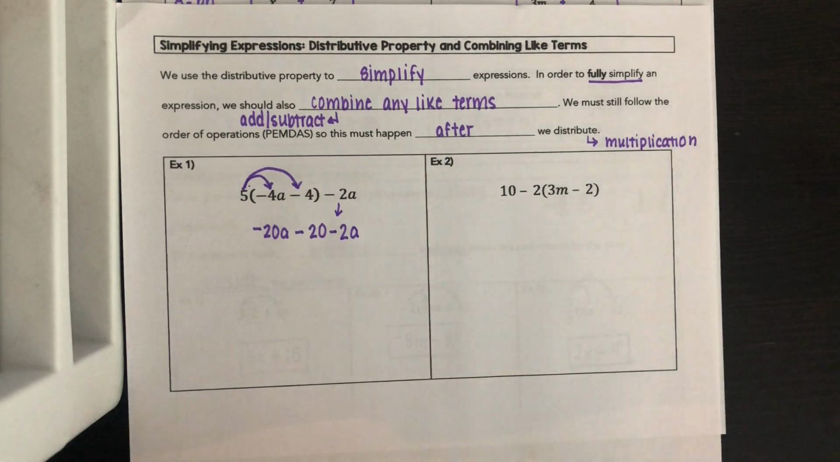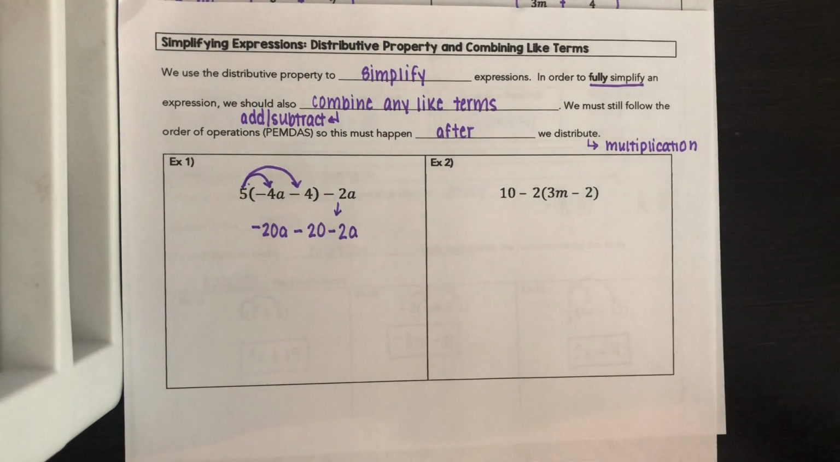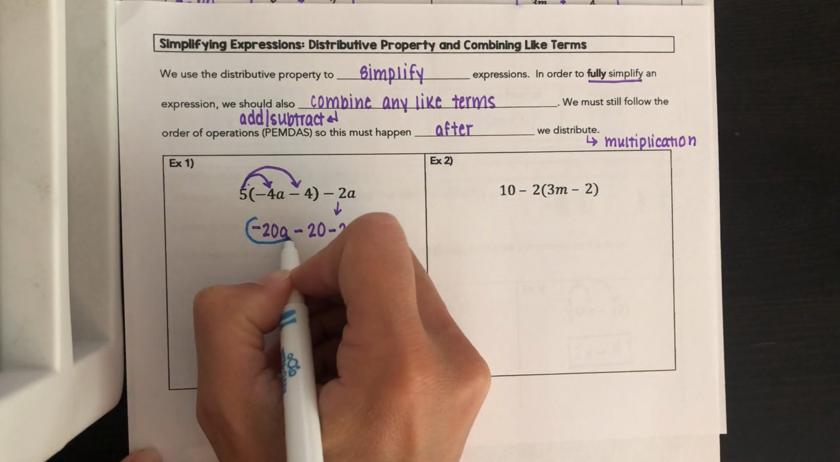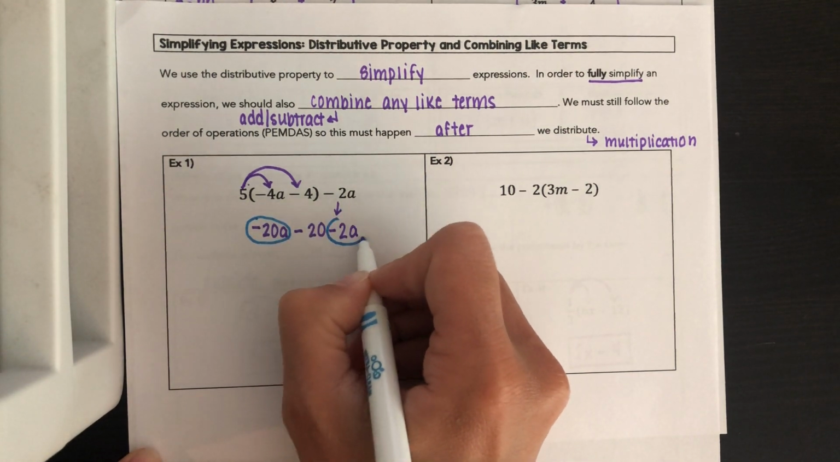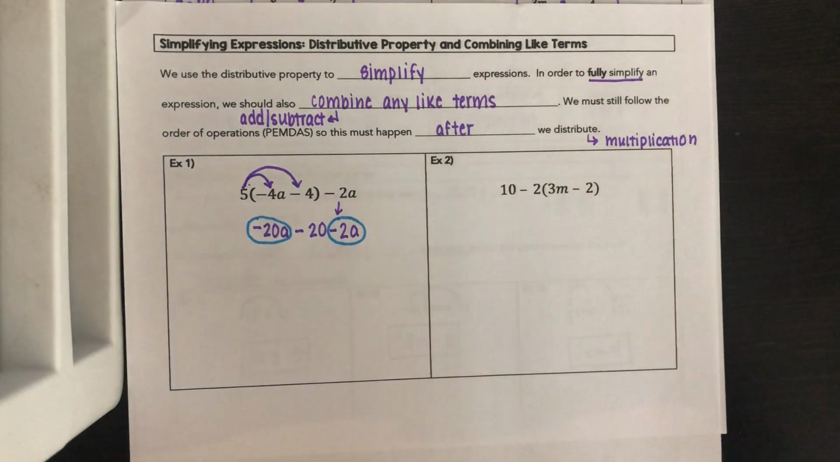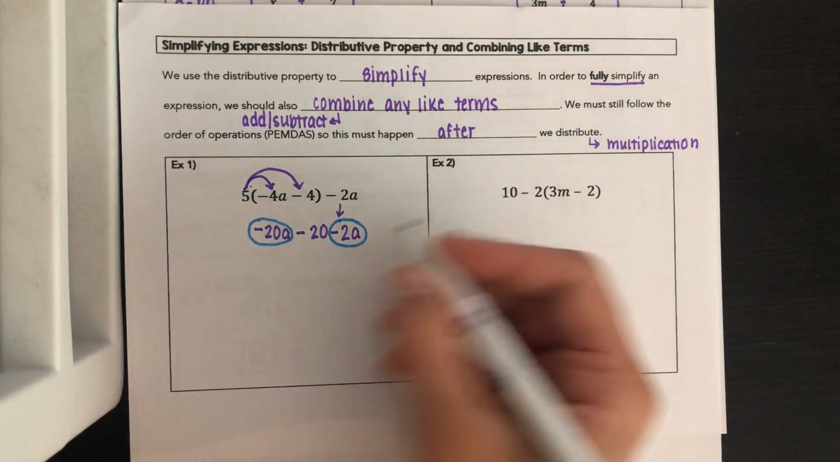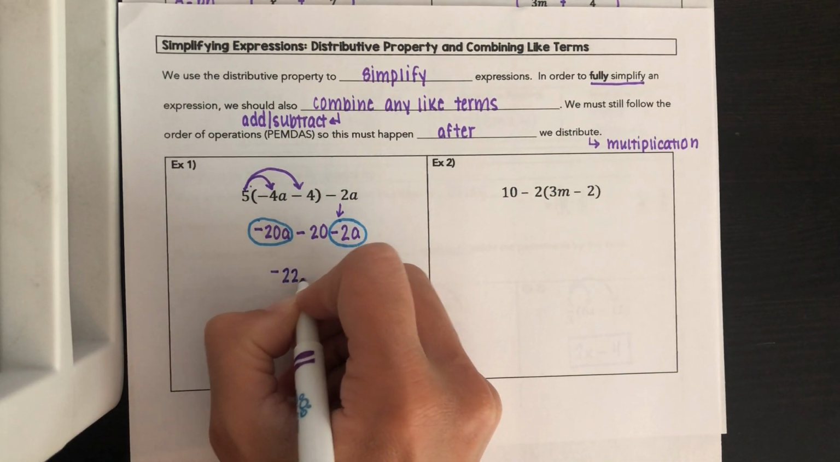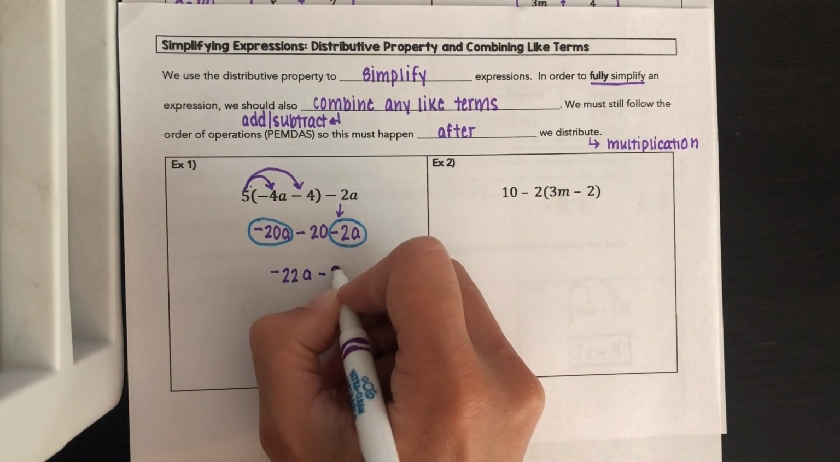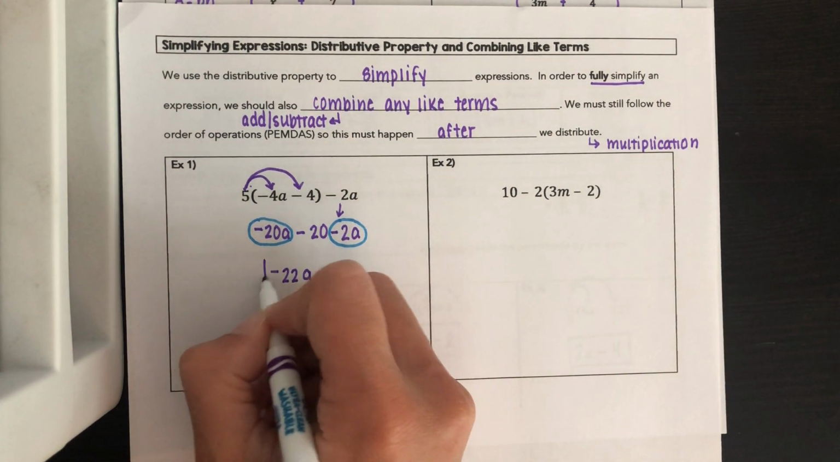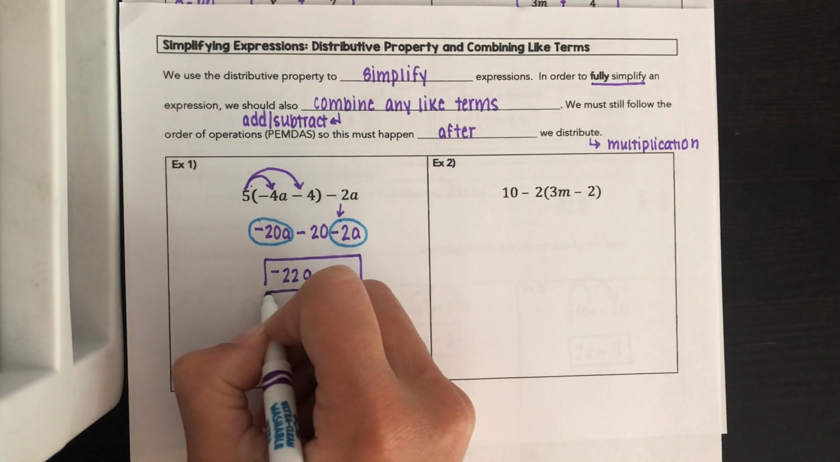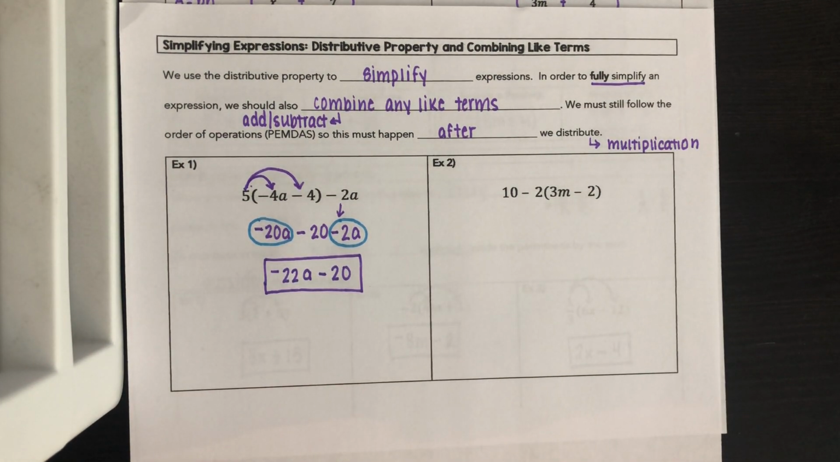Now when we take a look at this expression, we can see there are still like terms here, which means that our expression is not fully simplified. So I'm going to go ahead and circle my like terms, and I'm going to combine those. So negative 20a minus 2a would be negative 22a. And then we're going to bring down that minus 20. And now I have an expression where all of my parentheses have been eliminated and I have no more like terms. Let's take a look at one more example, and this one's a little bit tricky.